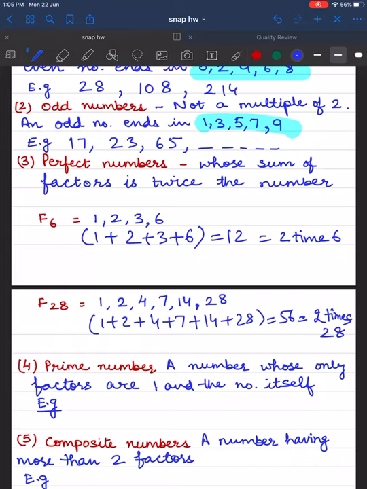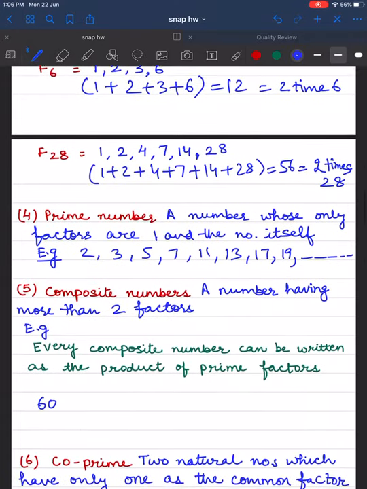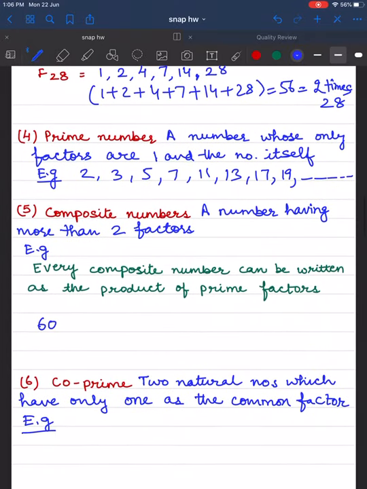Prime number. A number which has only 2 factors, 1 and the number itself. For example, 2, 3, 5, 7, 11, 13, 17, 19 and so on. They do not come in any other number's table. Composite numbers. A number having more than 2 factors. For example, 4, 6, 8. All these are composite numbers.